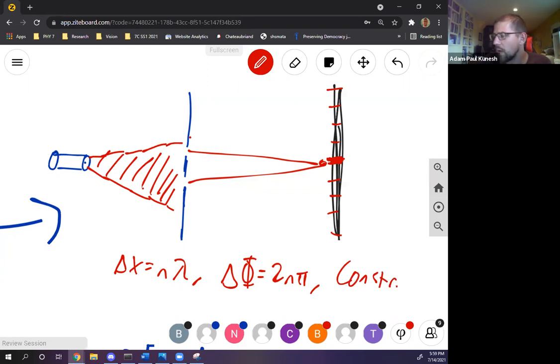The total phase is an even number of pi, and this is constructive. Okay, so the reason this logic flows is because the only difference between these two light rays is the path length. There's no difference in initial phase because it's coming from the same source, and there's no difference in frequency because they're coming from the same laser. So the laser is producing the same frequency of wave throughout.